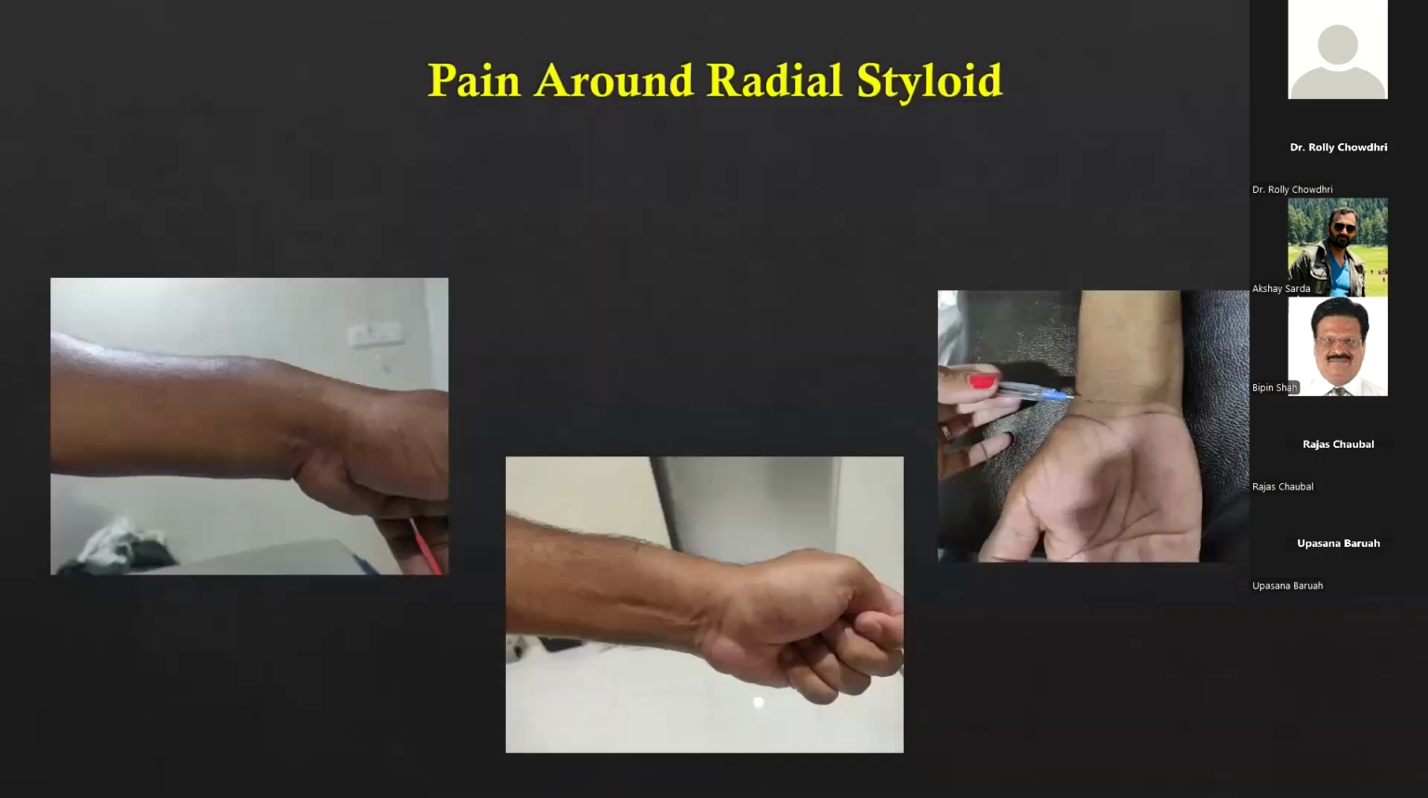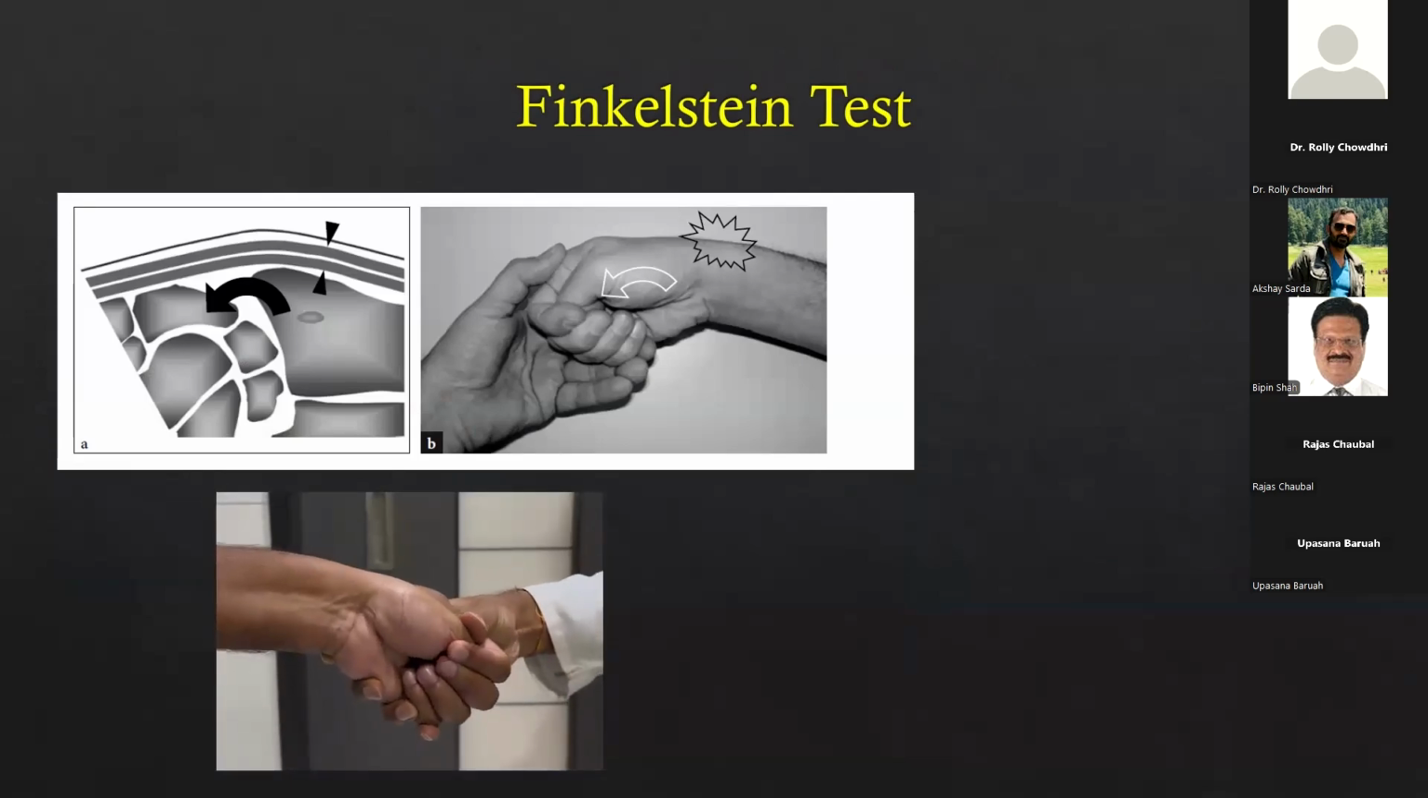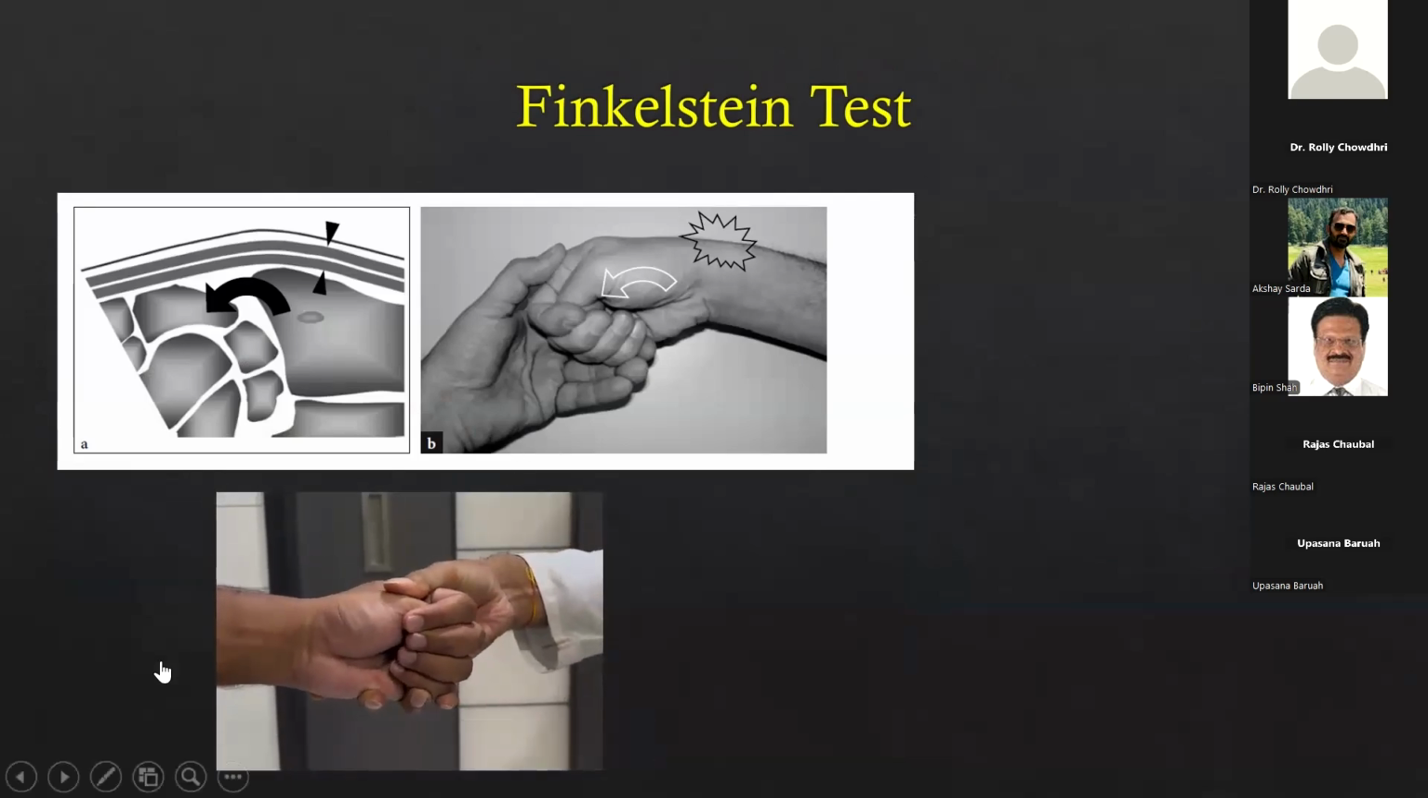One of the most common indications that we have is pain around the radial styloid. Now, when it is pain on the radial side, the most common thing that we see is the de Quervain's tenosynovitis. So what does the clinician do? He does the Finkelstein's test. You have a fist, thumb in your fist, and you do an ulnar deviation. So you get an excruciating pain on the radial side of the wrist.